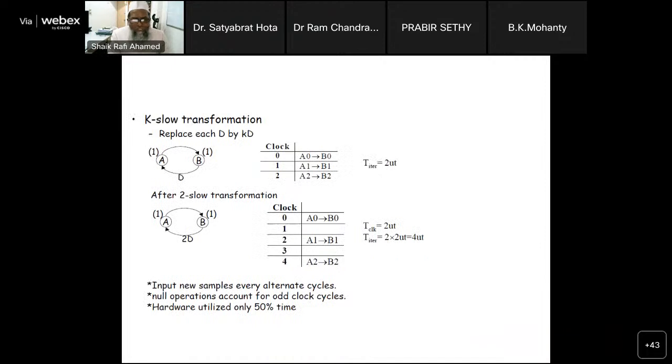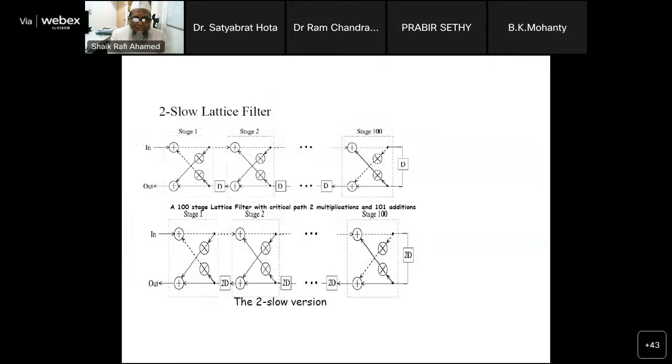Sometimes we have a slow system, and when you apply retiming, we get a lot of benefit in terms of critical path and throughput. Consider, for example, a 100 stage lattice filter. This is the example of a lattice filter. You might have studied it in DSP. This lattice filter is very useful in signal processing, especially in speech processing.